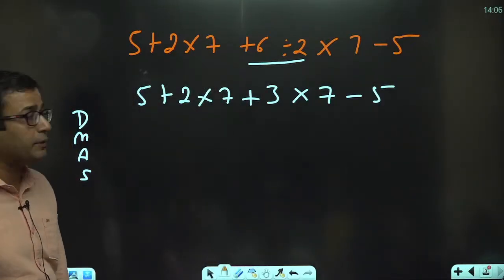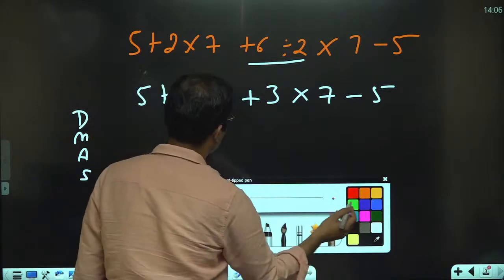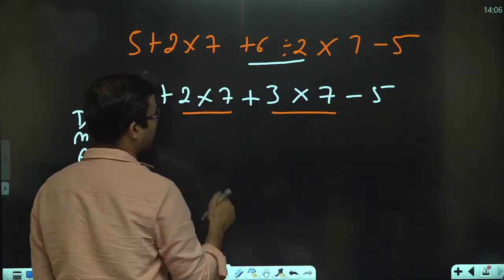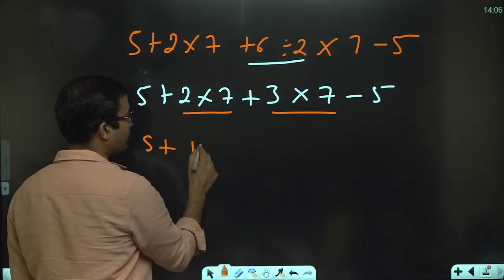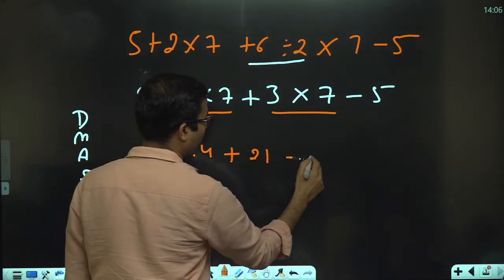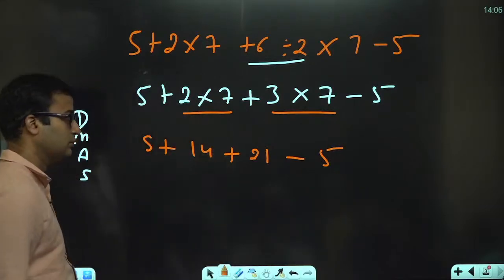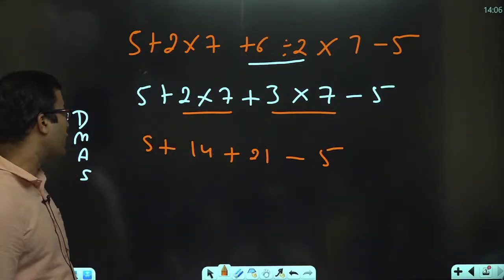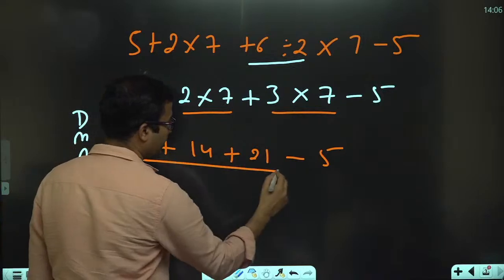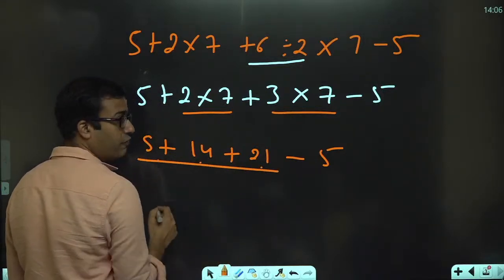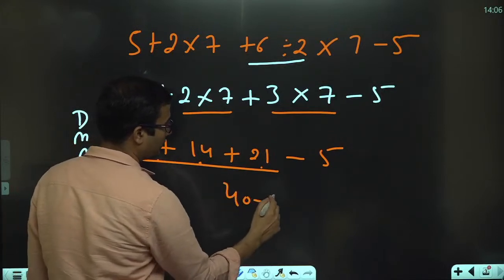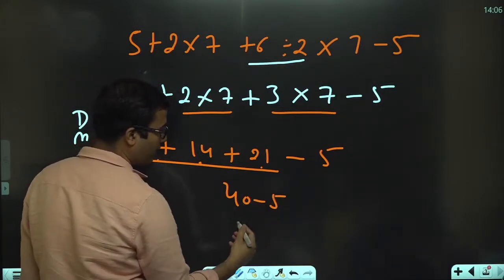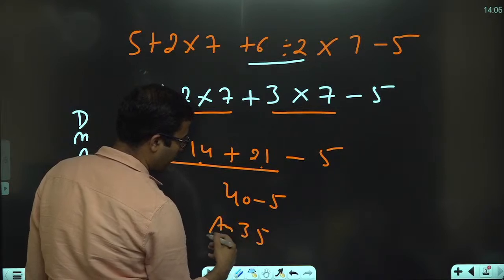Then we will see the multiplication here. So we have two multiplications here. One is 2 into 7, another is 3 into 7. So this is 5 plus 14 plus 21 minus 5. Then we have to do addition. Addition means 21, 14 and 5. What is 21 plus 14? 35, 40 and ultimately you have to do the subtraction. 40 minus 5. Our answer is 35.